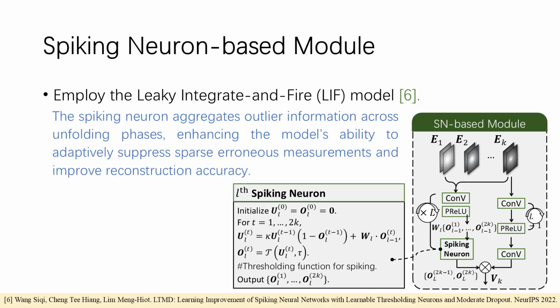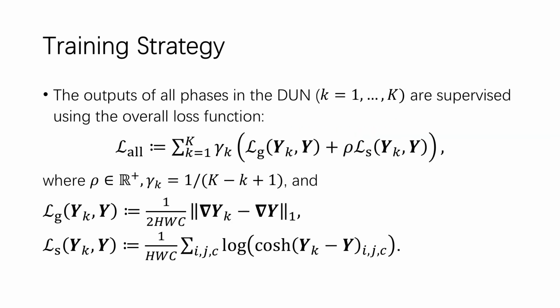Our spiking neuron-based module is designed based on the leaky integrate-and-fire model. The structure of this module is shown below. The spiking neuron aggregates outlier clues across unfolding phases, enhancing the model's ability to adaptively suppress sparse erroneous measurements and improve reconstruction accuracy. The outputs of all phases in the DUN are supervised using loss components that measure the pixel-wise difference in gradient space and the pixel-wise spatial alignment.